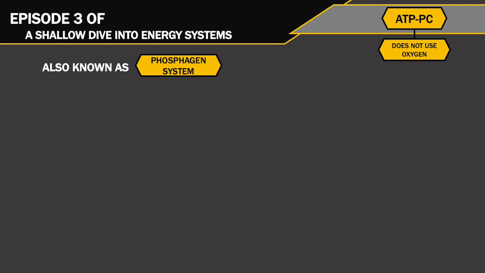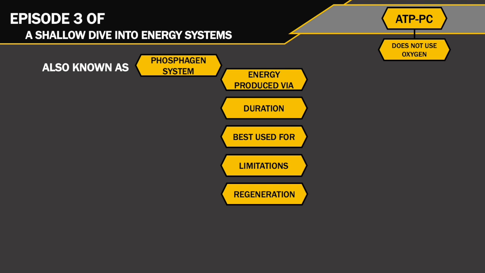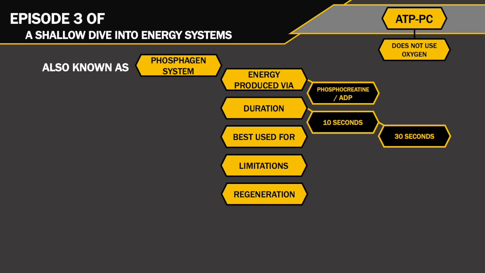When we take a little bit deeper look into that phosphagen system, this system doesn't use oxygen. We look at 5 key characteristics within the system: how this energy is produced, the duration of the system, what the system is best used for, its possible limitations, then how energy is reproduced at the end. So energy is usually produced through phosphocreatine or ADP, which we'll get into further. The system only lasts for about 10 to 30 seconds at most.